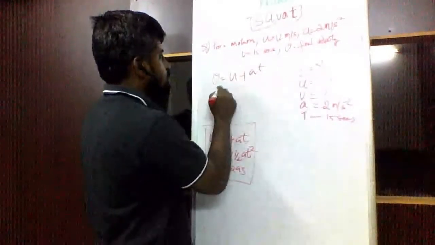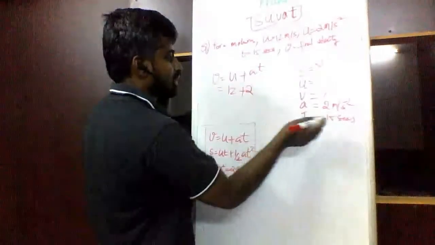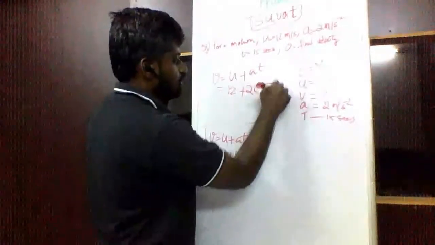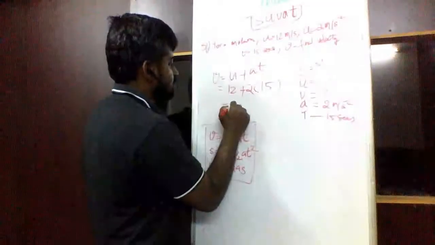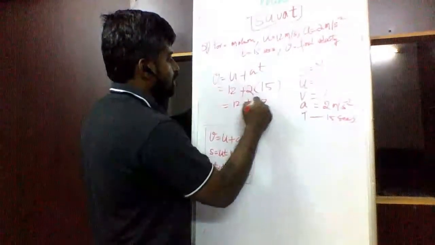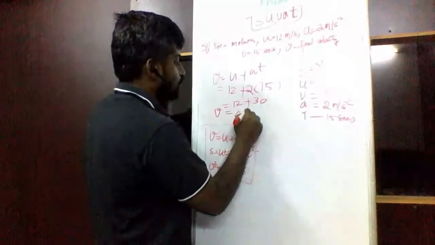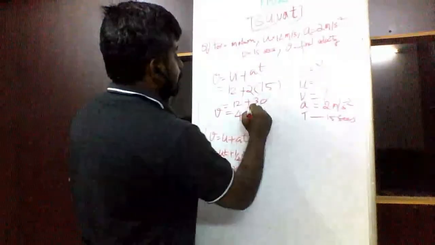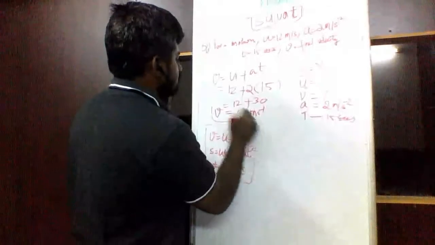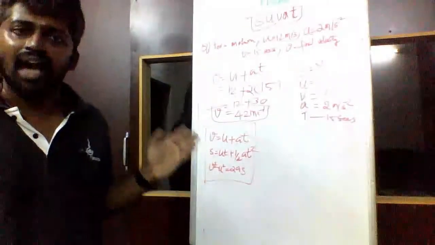What is U? 12 plus A. What is A? 2 meter per second square. What is T? 15. So V is 12 plus 2 into 15, which is 30. Now V is equal to 42. What is the unit of velocity? Meter per second. That's all. Is it tough? Simple, damn easy.